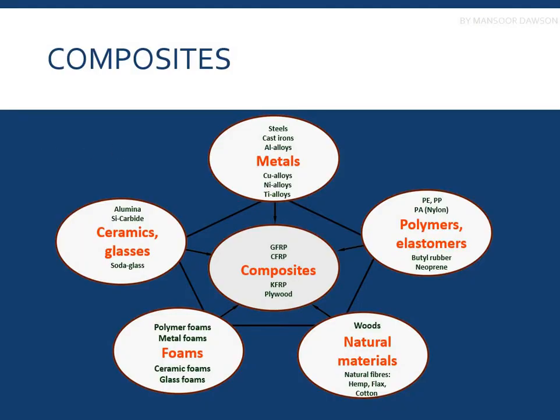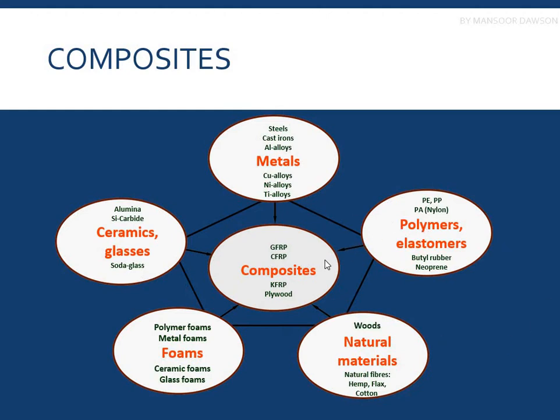So after polymers, now we have composites. You can see the composites can be made up of any type of material. If we combine two or more than two kinds of material, we can create a composite. So if we want to achieve a particular application, we would design our composite according to their conditions.